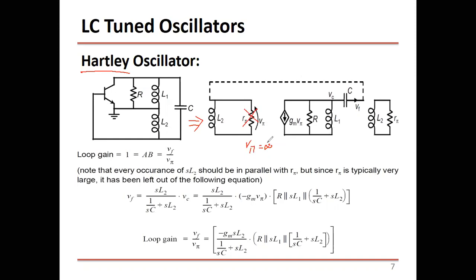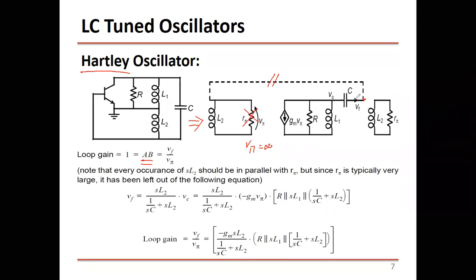Okay, so now we need to find AB, the loop gain, which is VF over V pi. VF is here and V pi is here. Of course, VF and V pi are the same, but in this case, we're going to break the circuit here and assume V pi is different from VF. So we need to find VF in terms of V pi and then find VF over V pi.